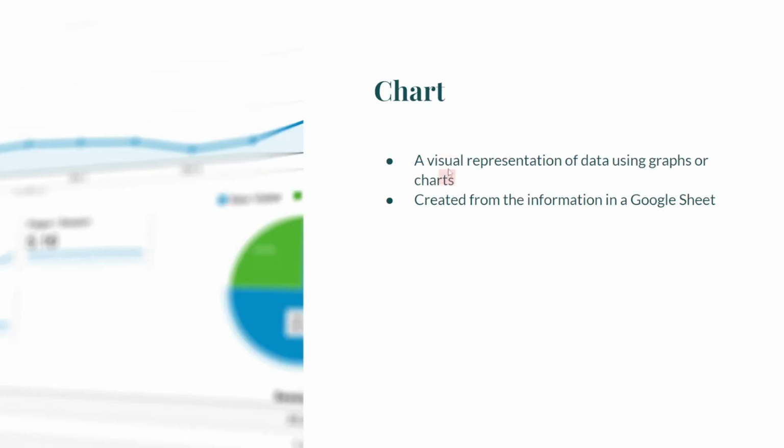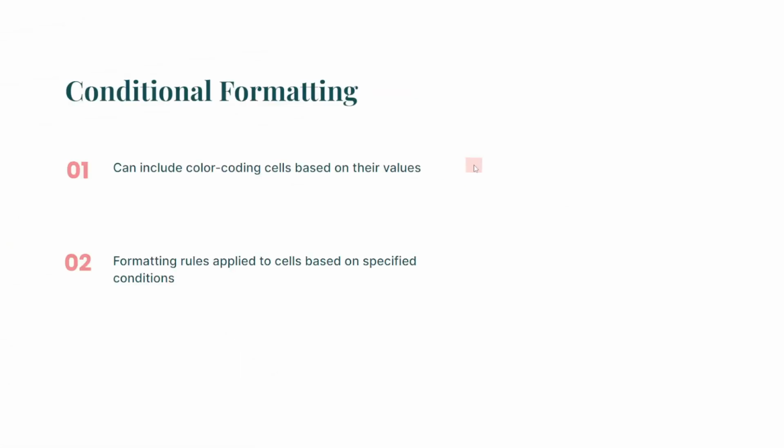And then a chart, when we say chart in Google Sheets, is a visual representation of data using graphs or charts, and it's created from the information in a Google Sheet. So we will come back to that properly later.